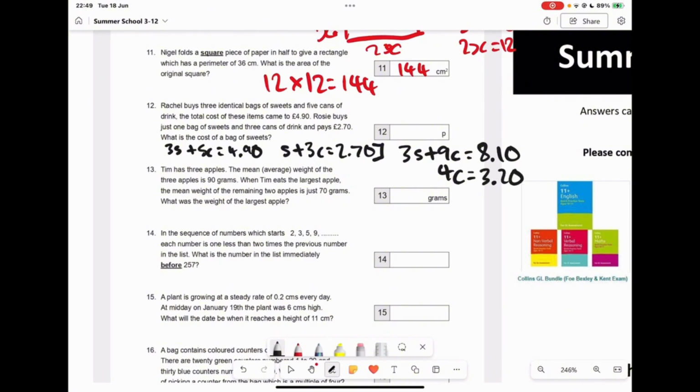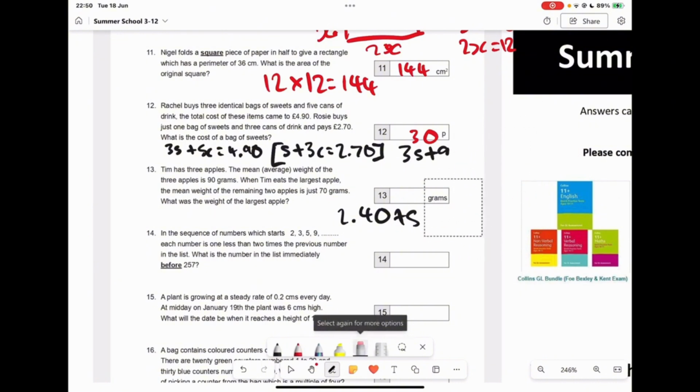And then we can find the price of 1 can, which will be £3.20 divided by 4, which is 80p. And now that we know that, we can substitute it into what we know. So if 1 can is 80p, we can do 3 times the 80p, which is £2.40, and take this equation, and then we know that £2.40 plus the sweets is equal to £2.70, so 30p will be the answer. So the price of 1 bag of sweets is 30p. Now I'll just clear out some space.